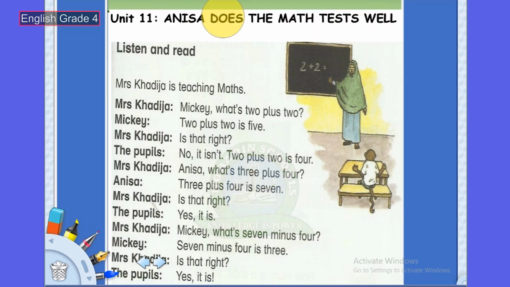Anisa does the math test well. Mrs. Khadija is teaching math. Mrs. Khadija: Mickey, what is 2 plus 2? Mickey: 2 plus 2 is 5. Mrs. Khadija: Is that right?